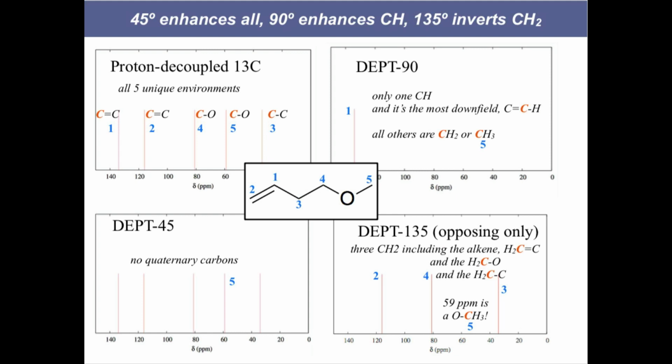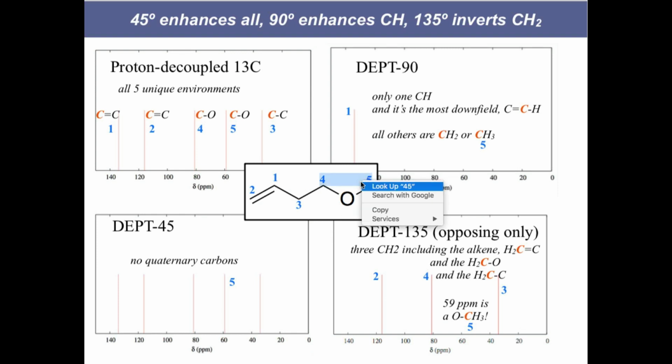So that's how you read a DEPT spectrum. You'll be given 4 of these spectra: the regular carbon-13, DEPT 45, DEPT 90, DEPT 135. Your job is to know what each spectrum tells you and how to use different spectra in conjunction with one another to figure out what peaks are which.